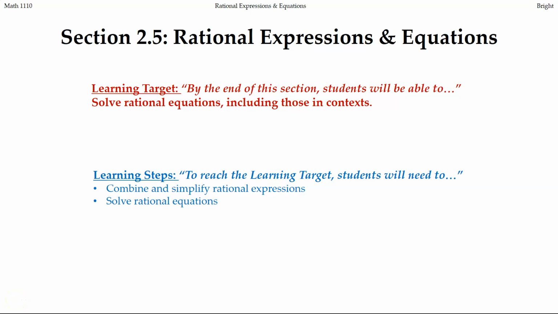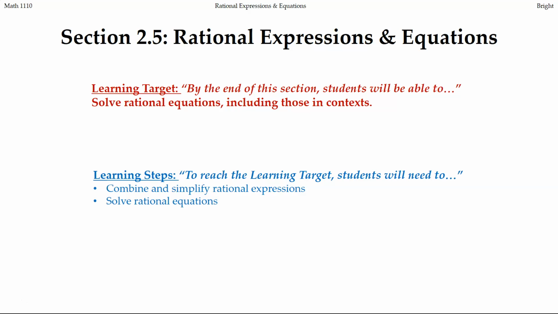Welcome back, and we are going to start our discussion of rational expressions and equations. By the end of all this, we want to be able to solve rational equations. To do that, we're going to have to talk about rational expressions first, and then work on solving rational equations. We will see some problems in context.